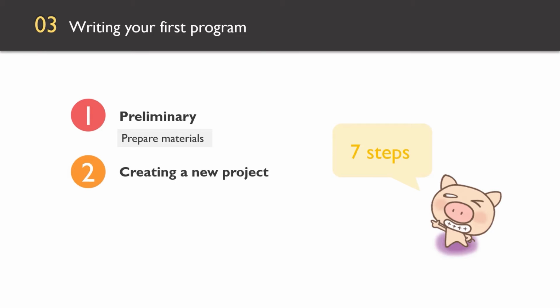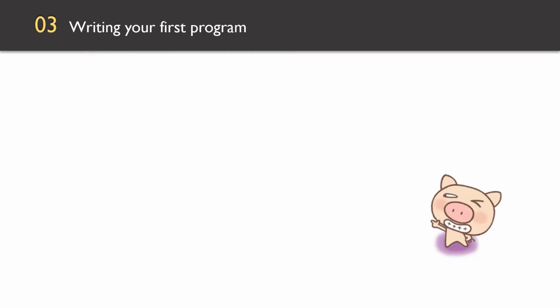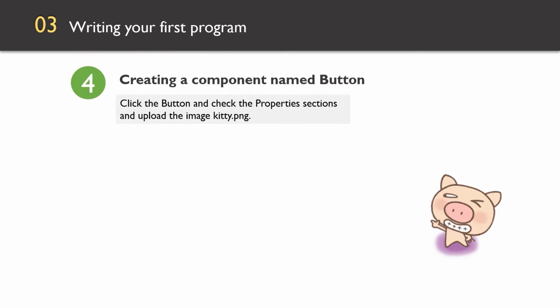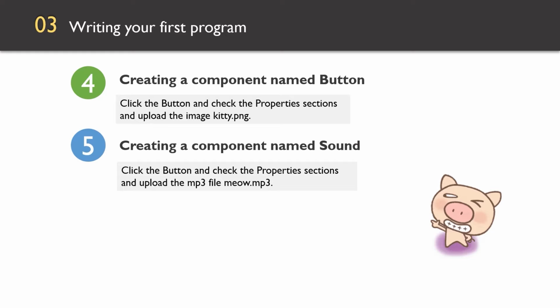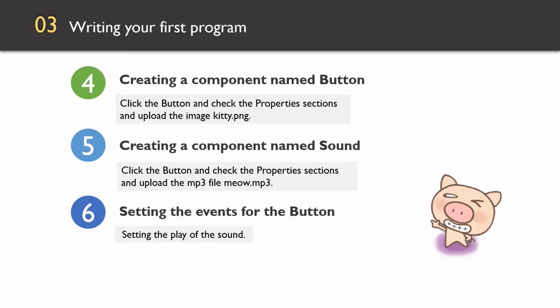The second step is creating a new project. The third step is adding new materials to your project. For steps 4 and 5, create 2 buttons, one named button and one named sound. Upload the image kitty.png for the button and upload the image meow.mp3 for the sound. For step 6, we need to set the events for the button and the play of the sound. After we have finished the project, we need to test whether it runs correctly.